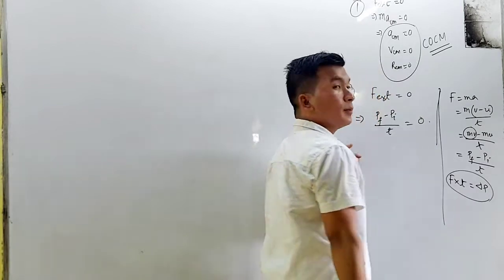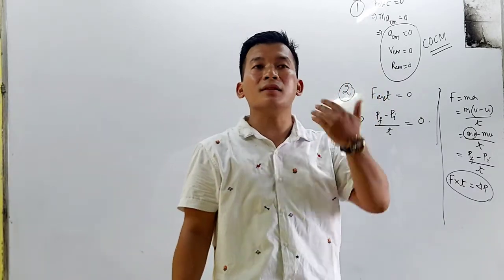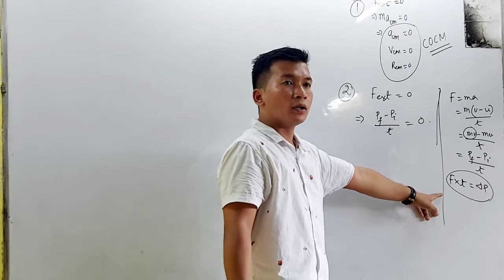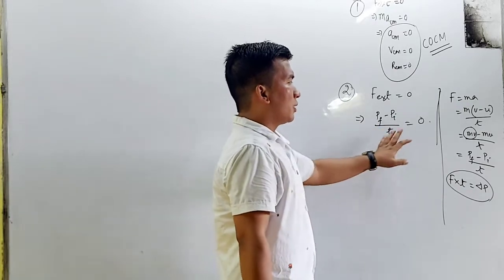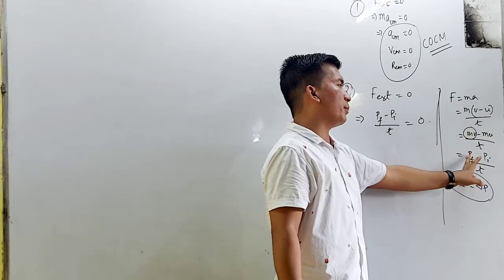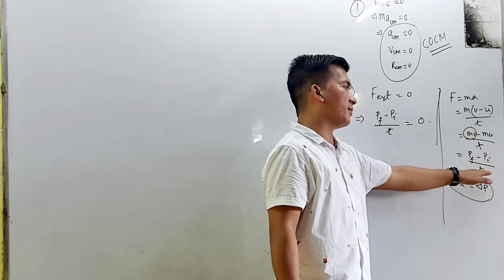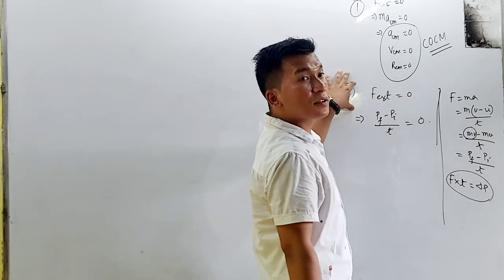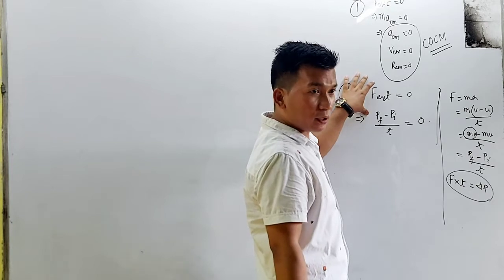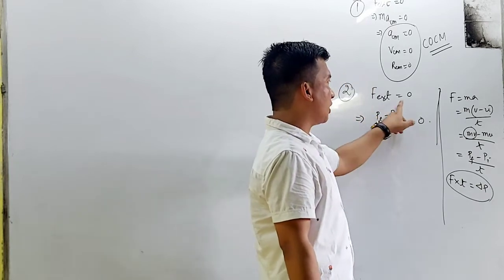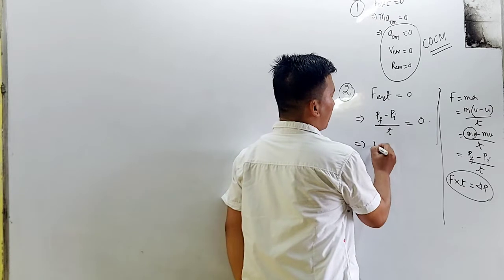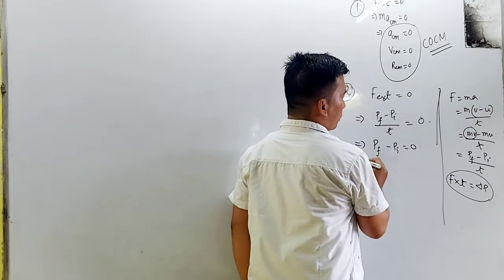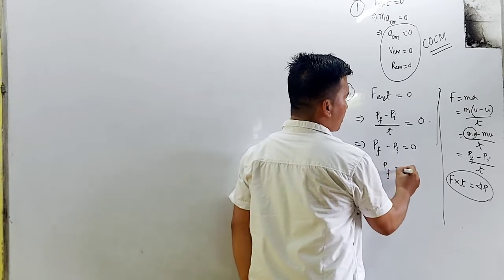Change in the momentum will be known as impulse, that we have discussed in detail in the second law of motion. We substitute the force equal to Pf minus Pi divided by T equal to 0, because we are assuming that there is no external force applied. So we have Pf minus Pi is equal to 0. So we will be having Pf is equal to Pi.